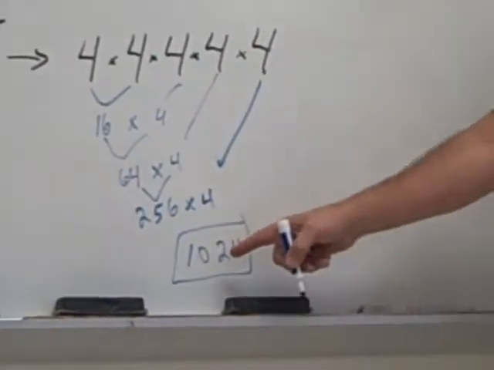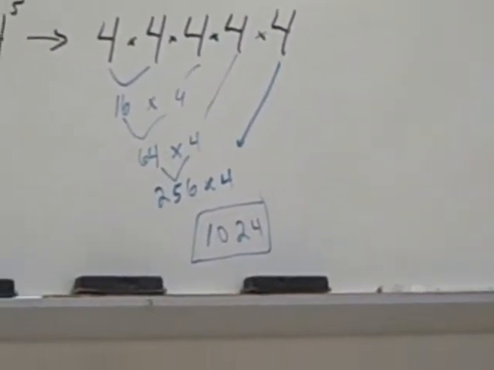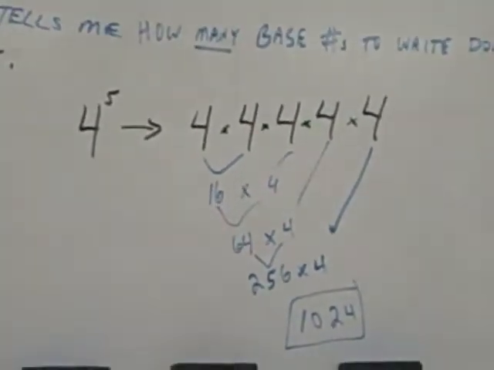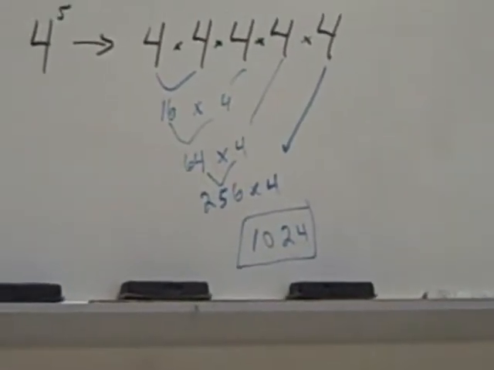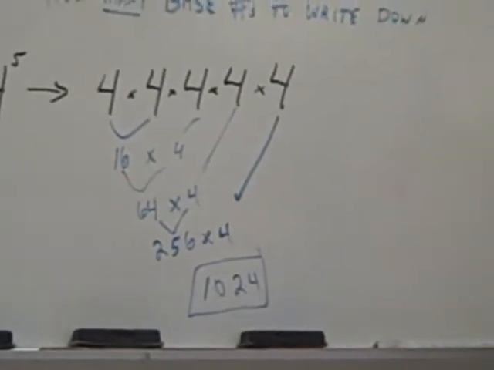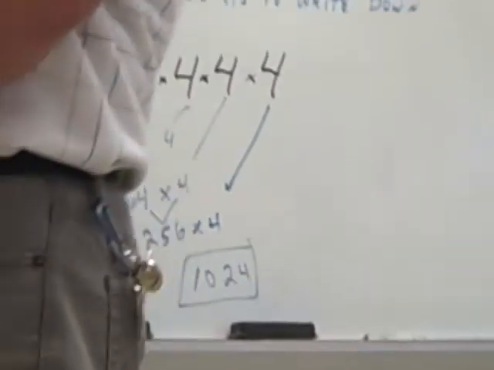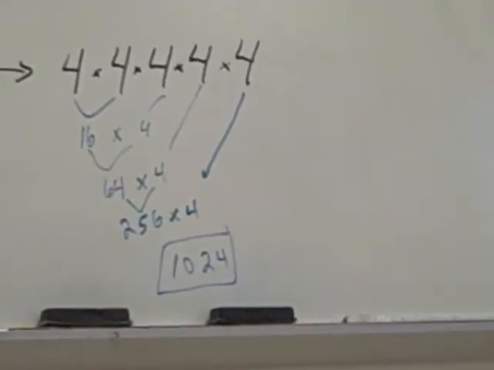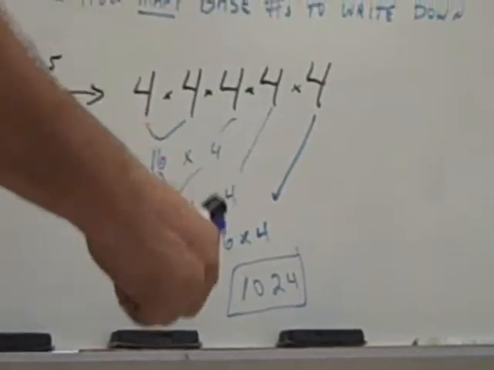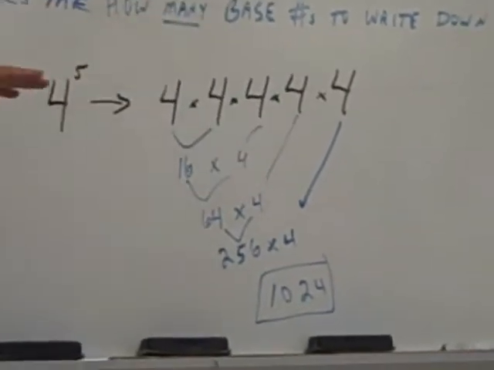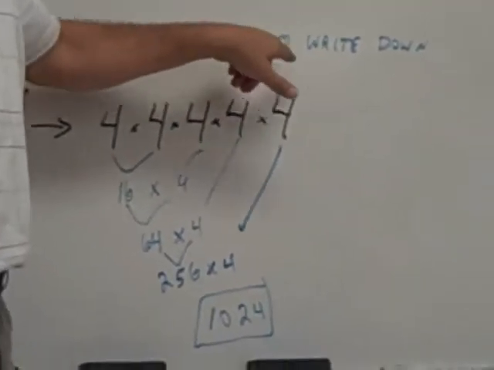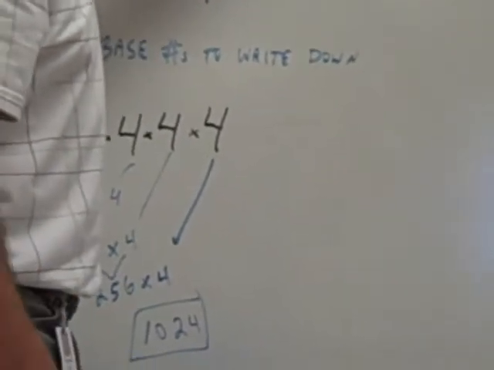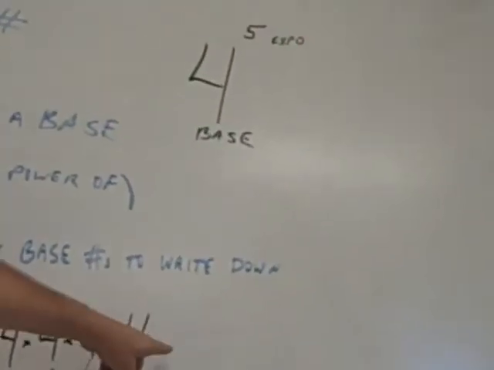4 to the 5th power is 1,024. How many of y'all thought it was going to be just plain old 20? Raise your hand. Be honest with me. Several of us did. Don't you ever multiply the base times the exponent. Is that what this says to do? No, it doesn't. It says the exponent tells me how many base numbers to write down. Exponent 5 means there's 5 4s written down.